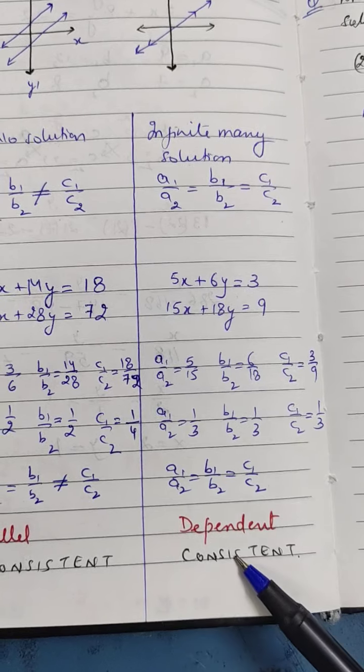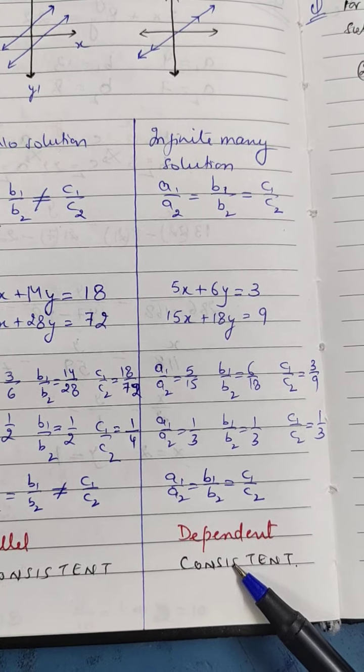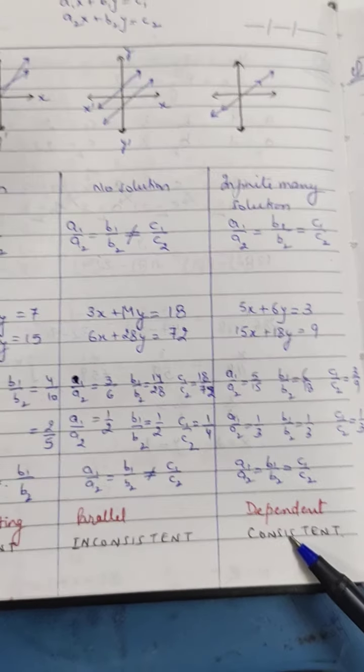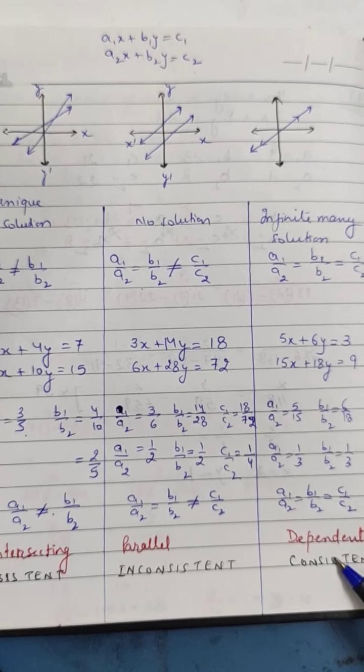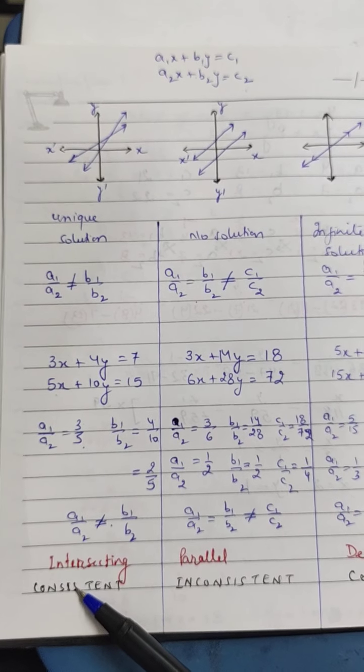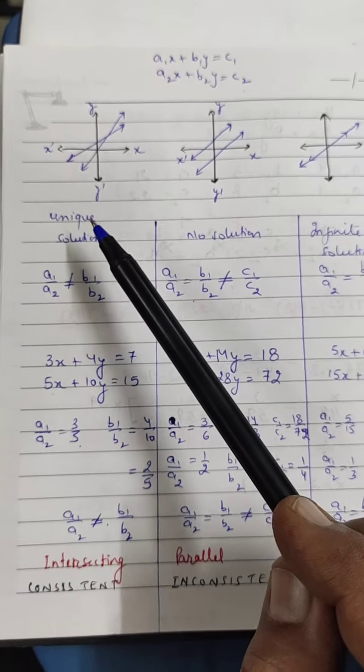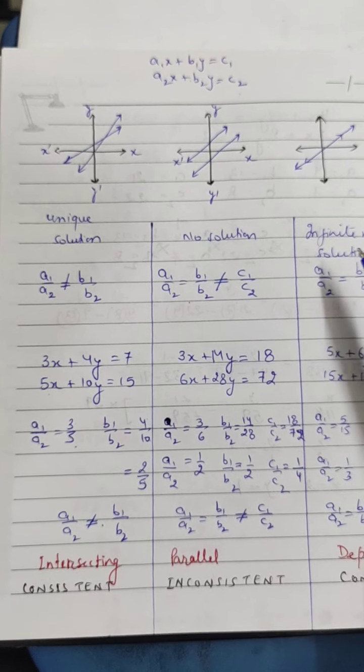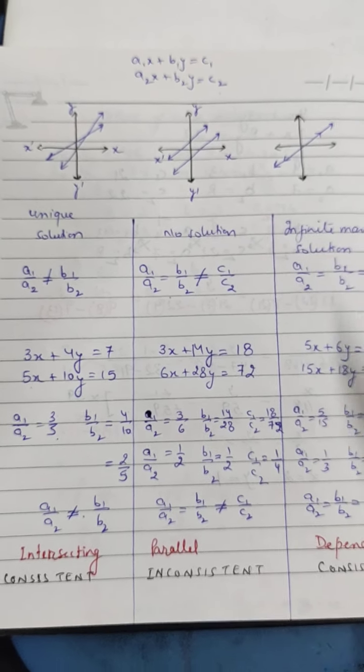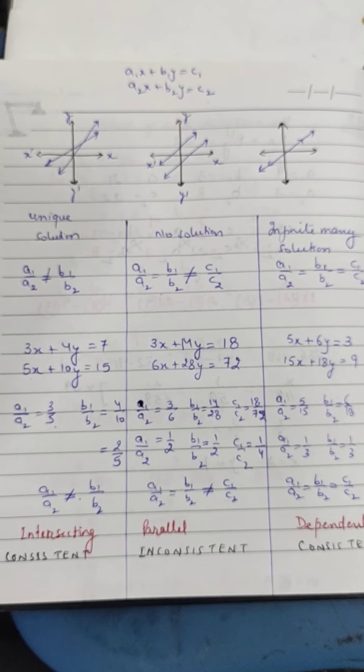This is also a case of consistent, but consistent means there can be two kinds of solutions. Either it is a case of intersecting lines, that is a unique solution, or it is a case of dependent lines, that is infinite solutions.